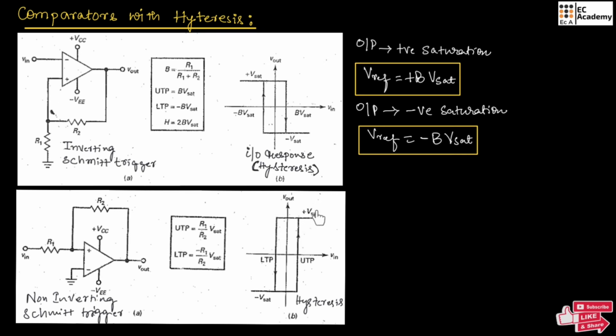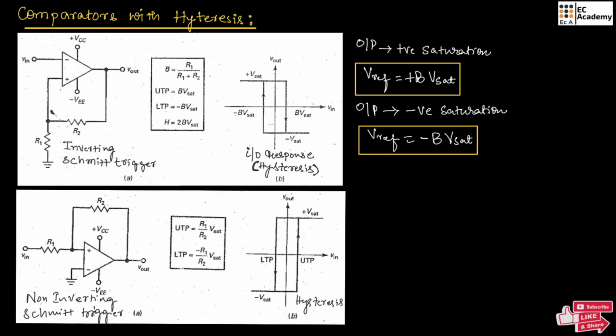When the output is +V saturation, when the input voltage decreases just below lower trip point, the output voltage will move from +V saturation to -V saturation. So the output will switch from high to low. So this response is for non-inverting Schmitt trigger. So this response is known as hysteresis.